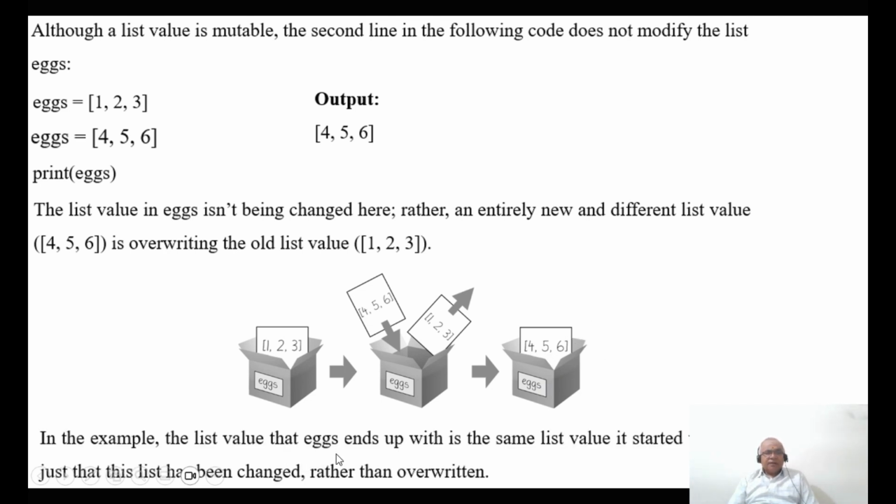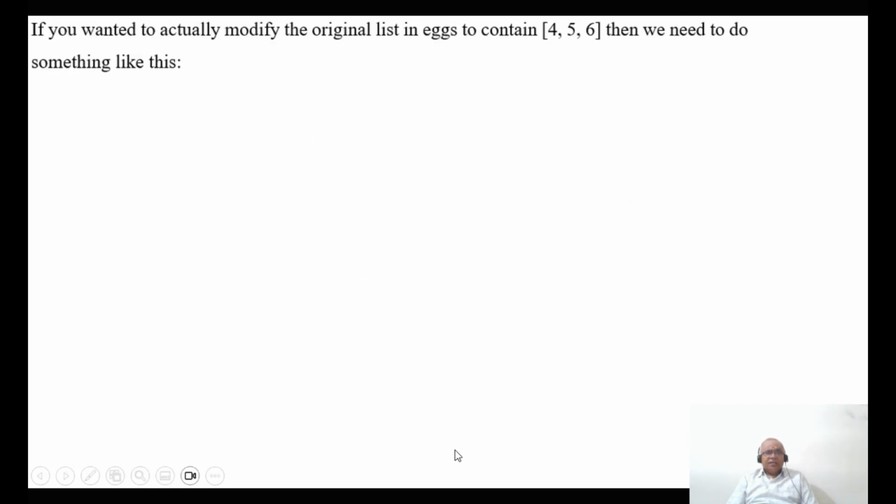In the example, the list value that x ends up with is the same list value it started with. It's just that this list has been changed rather than overwritten. If you wanted to actually modify the original list, that means I want the original list x itself to change to 4, 5, 6, then we need to do something like this. What exactly do you want to do? First you delete all the values of the list, and then later on you append the next ones. Here you have x is equal to 1, 2, 3.